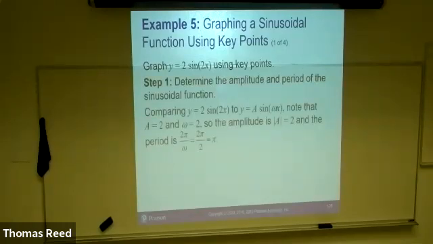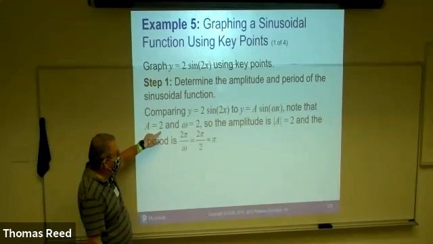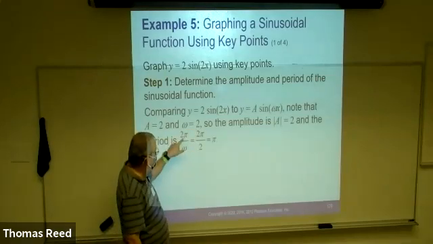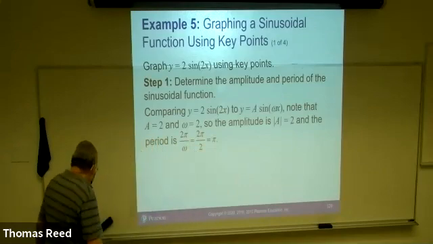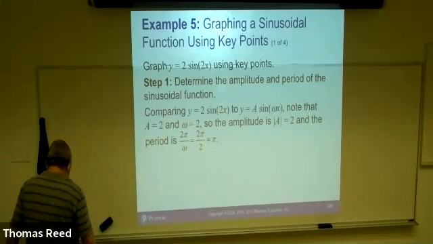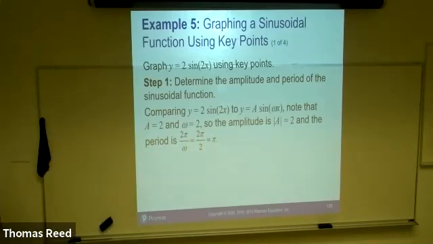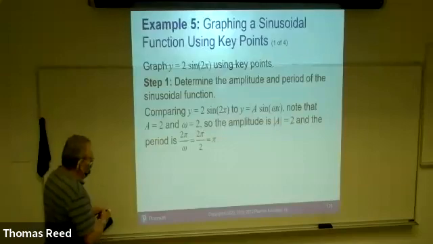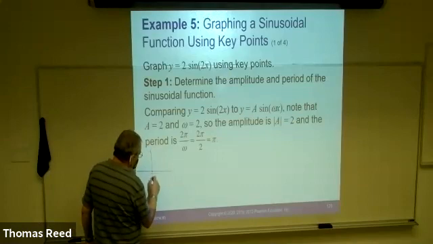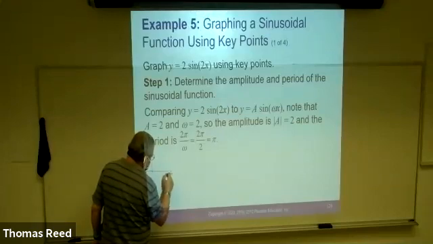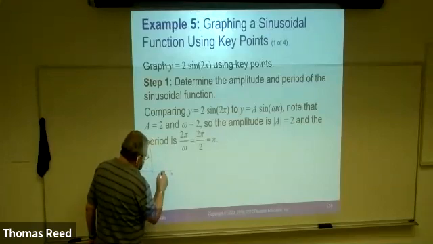Okay, so step 1, do what I just did. The amplitude is 2, omega is 2, so the period is 2 pi over omega, 2 pi over 2, which is pi. So the amplitude is 2 and the period is pi. So for it to go through its full cycle, we're doing it with sine. Okay, so sine goes through 0, 0. And at 2 pi and at pi, it's also 0.